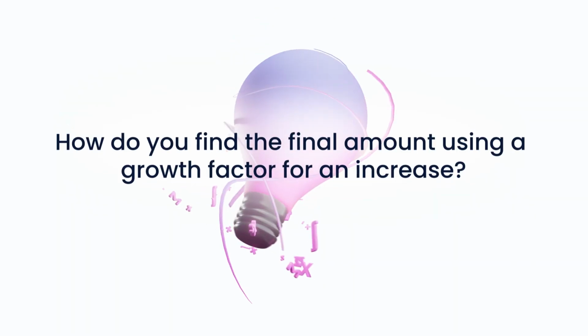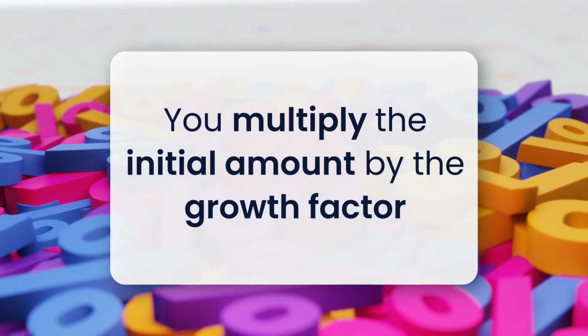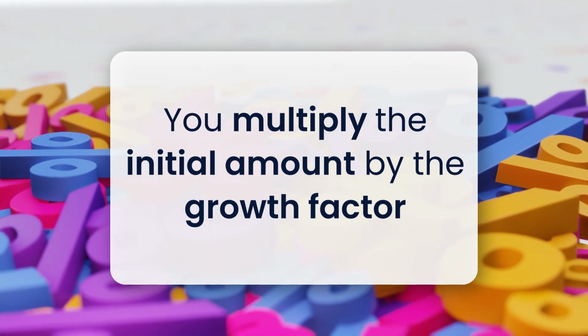How do you find the final amount using a growth factor for an increase? You multiply the initial amount by the growth factor. Let's take a closer look at this through an example.